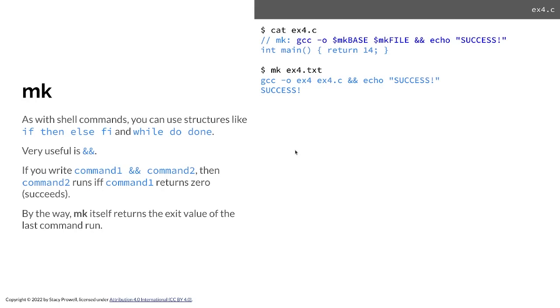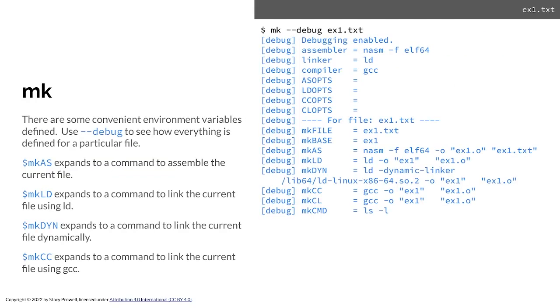And by the way, make itself will return the value of the last command run. So in this case, the return value of the echo gets returned. And so there you go. There's $MAKEFILE, which gets expanded to the file name, and $MAKEBASE, which is expanded to the base name of the file, or the name without the extension.